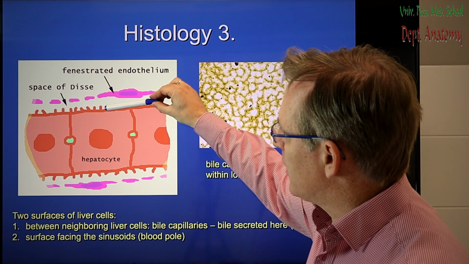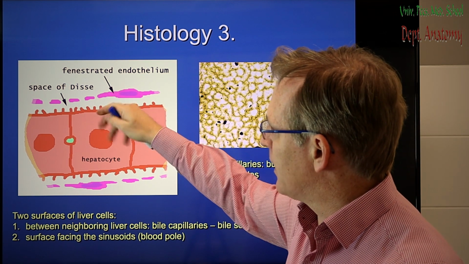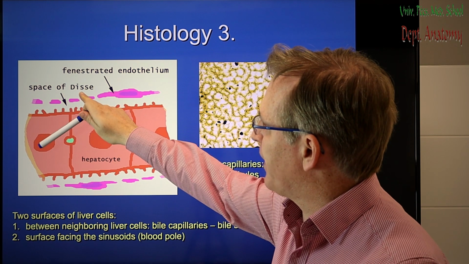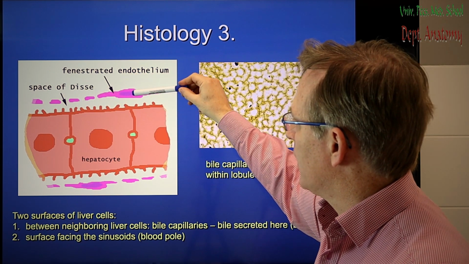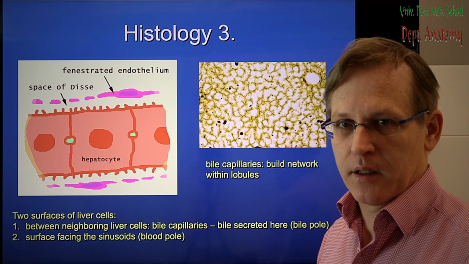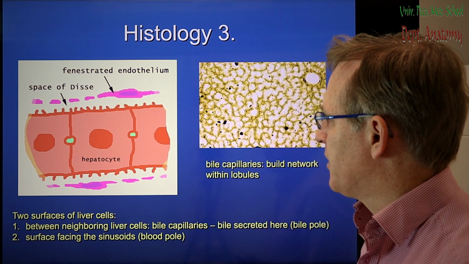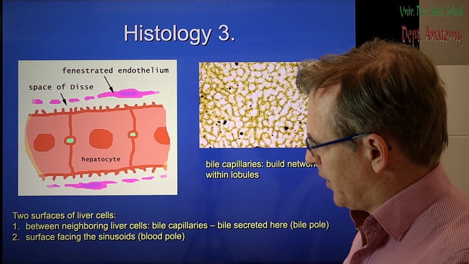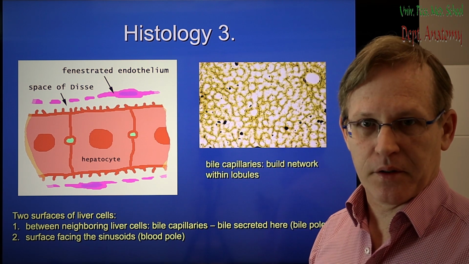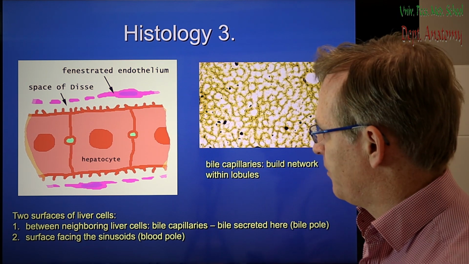The microvillated surface of the hepatocytes faces the sinusoid capillaries, but we have an extremely small space between the fenestrated endothelial layer of the sinusoid capillaries and the microvillated surface of the liver. This is the space of Disse. So the microvillated surface of the hepatocytes faces the space of Disse. The space of Disse contains blood.